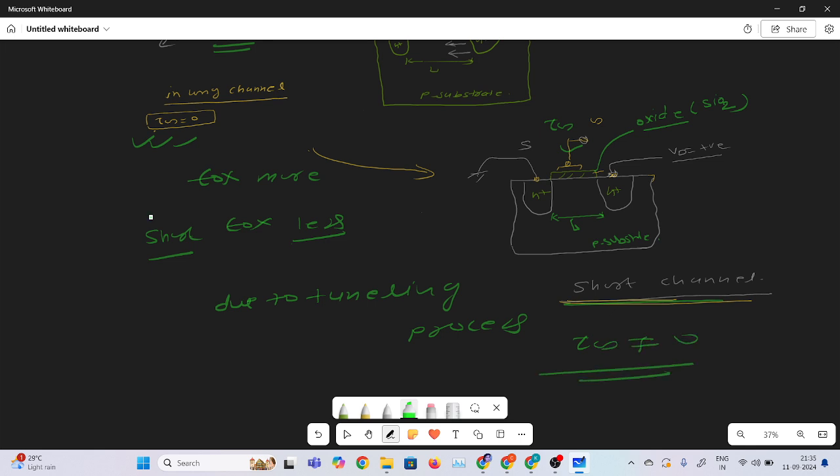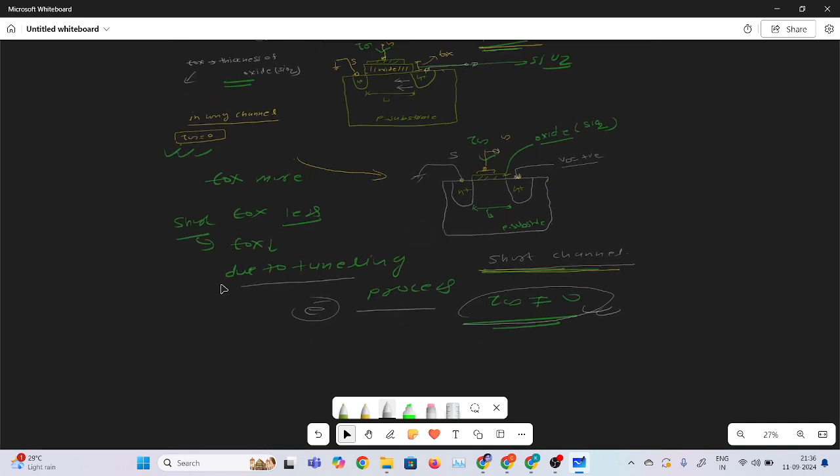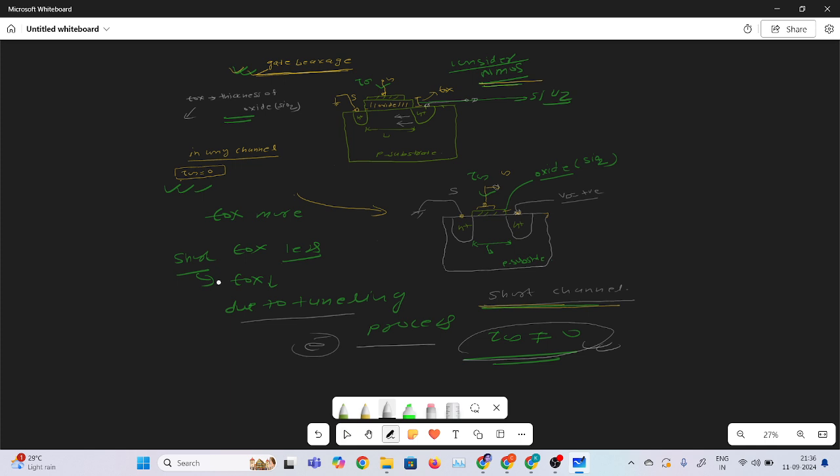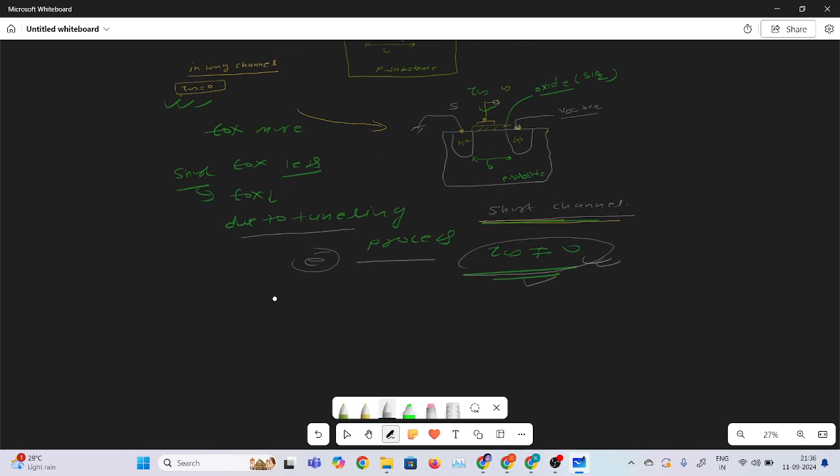Why? Because when we reduce the length between the source and drain, means when we bring the drain near to the source, the channel reduces effectively and the oxide thickness also reduces. If oxide thickness reduces, then due to the tunneling process, some electrons will jump into the gate side, and gate current exists. Gate current is not equal to zero. So this is the gate leakage. This is not a good thing, because the advantage of the MOSFET is that the gate current should always be zero. Gate current exists. So how can we avoid this?